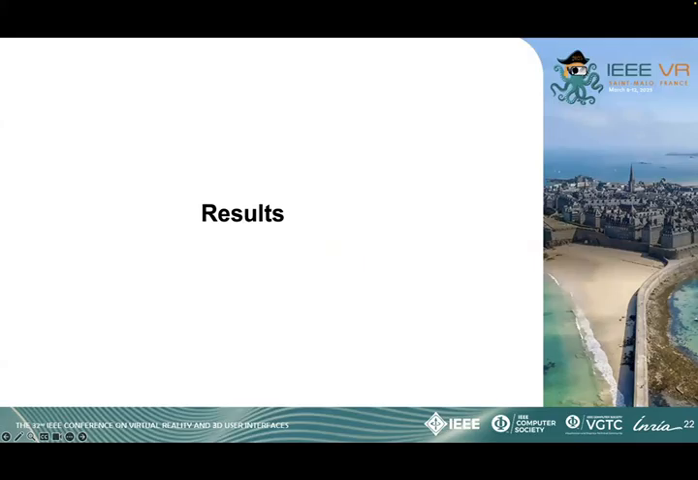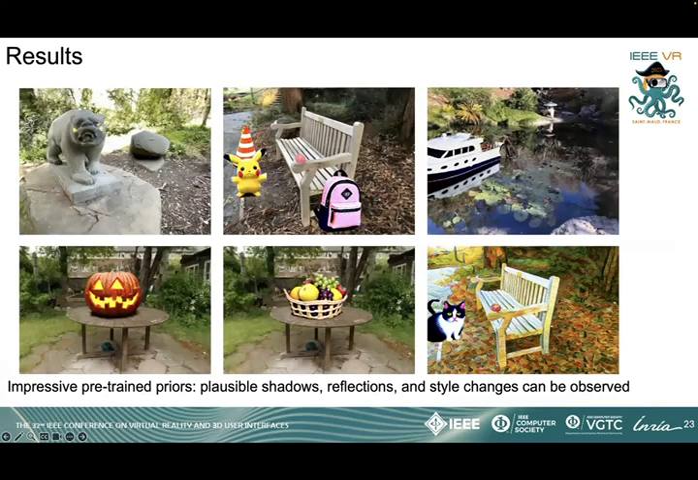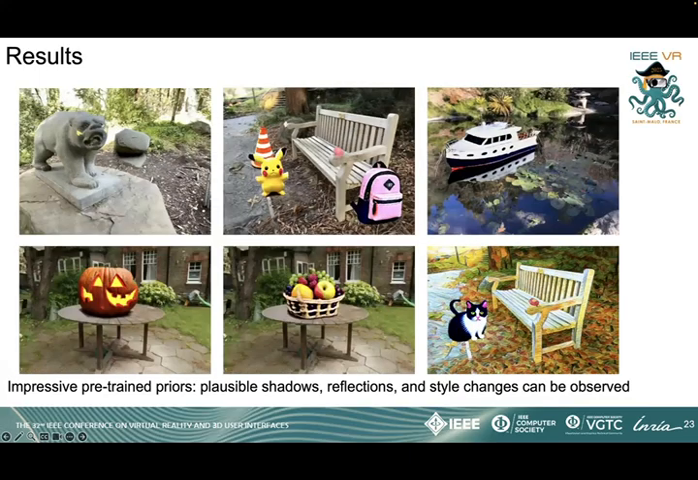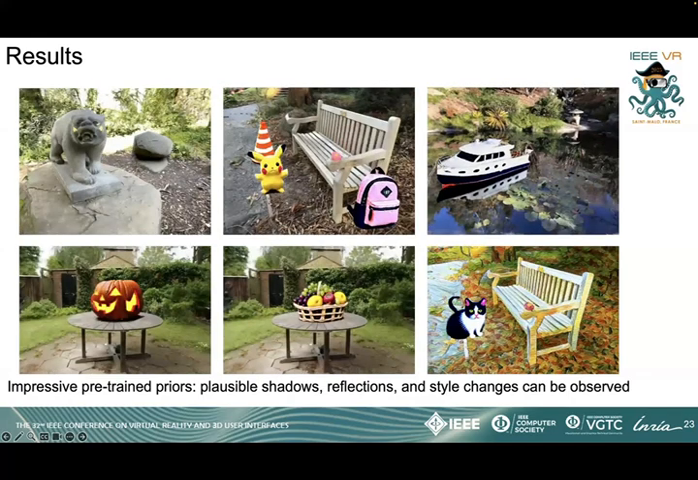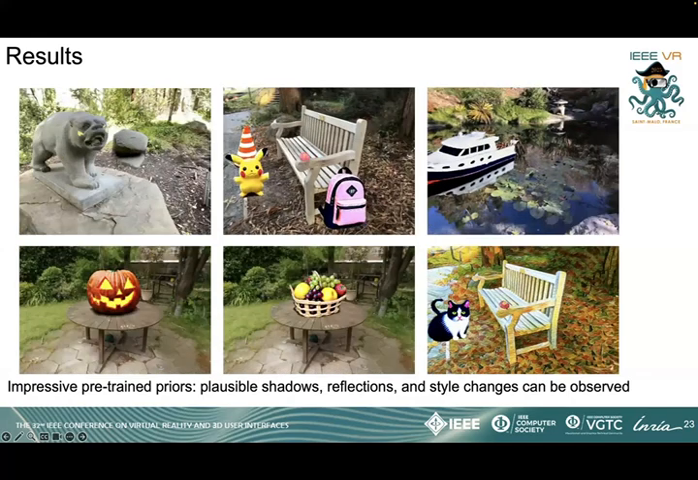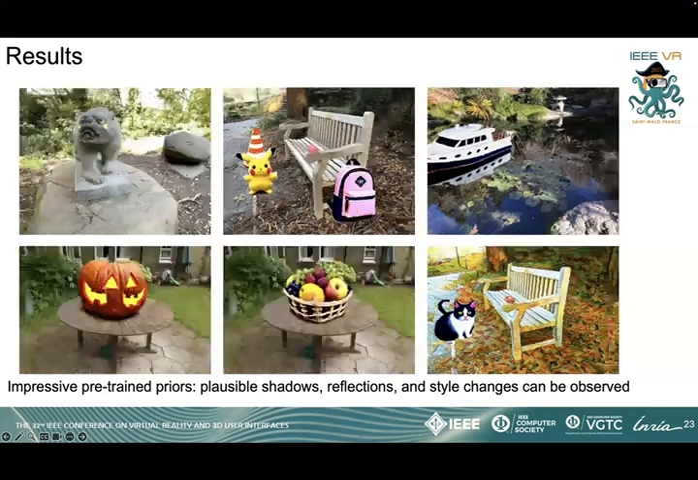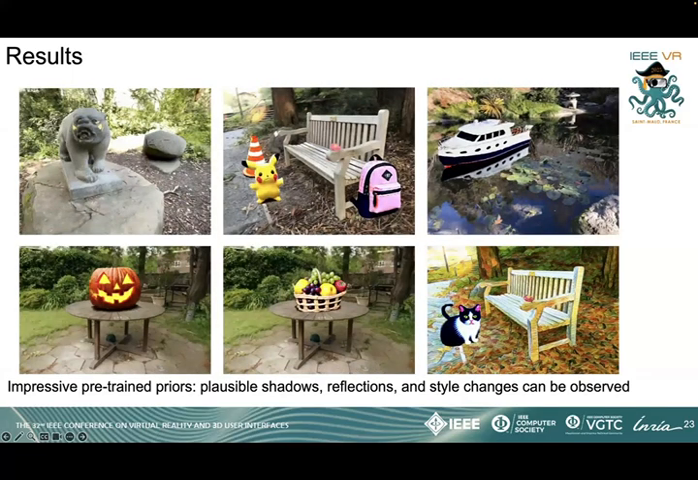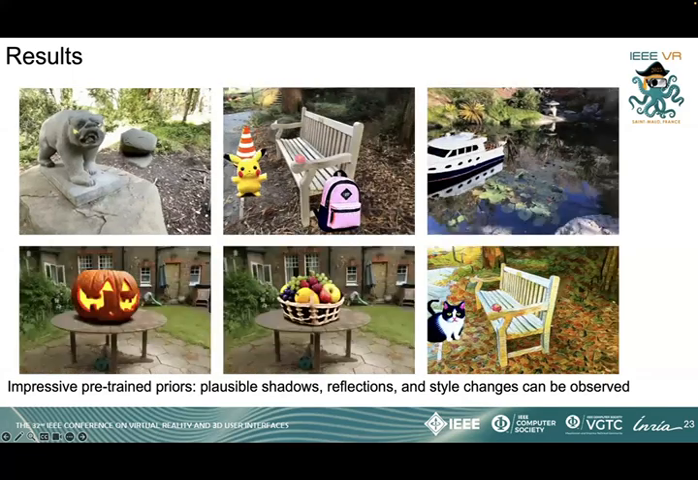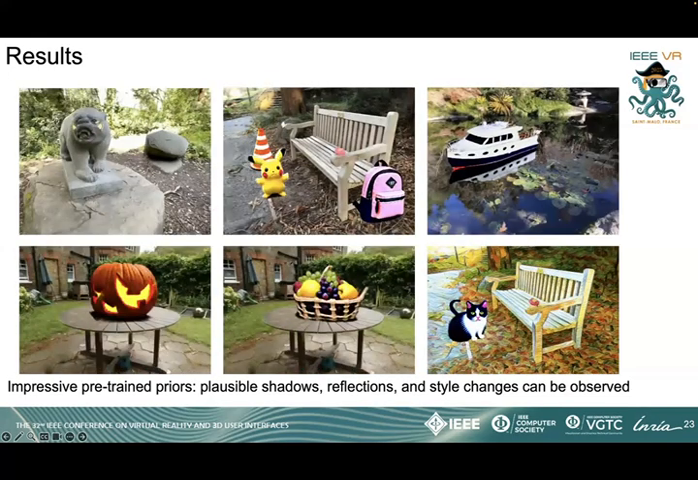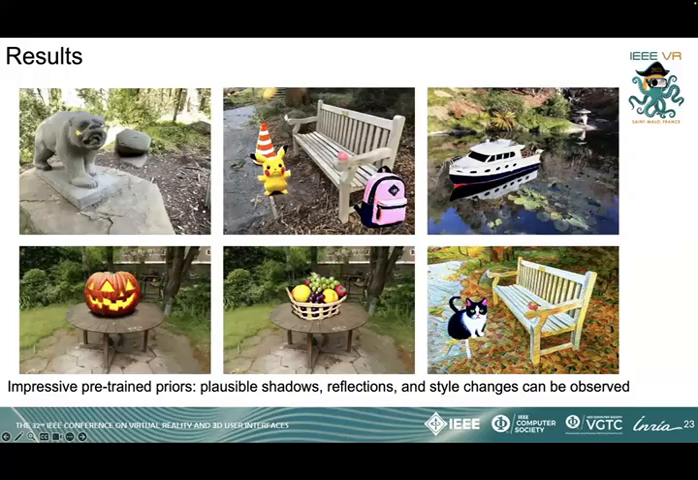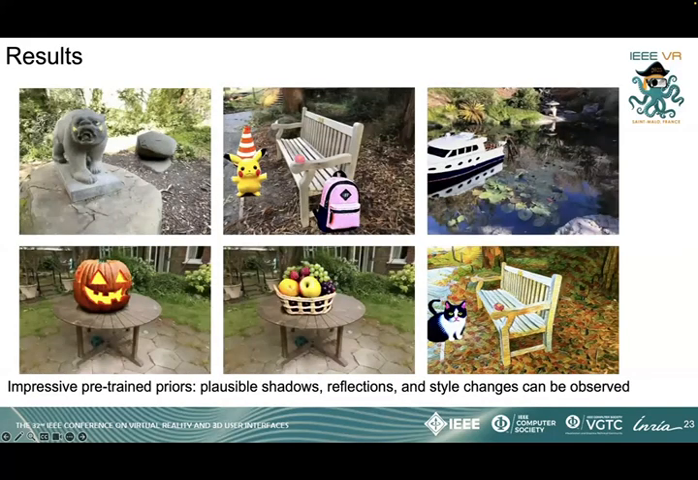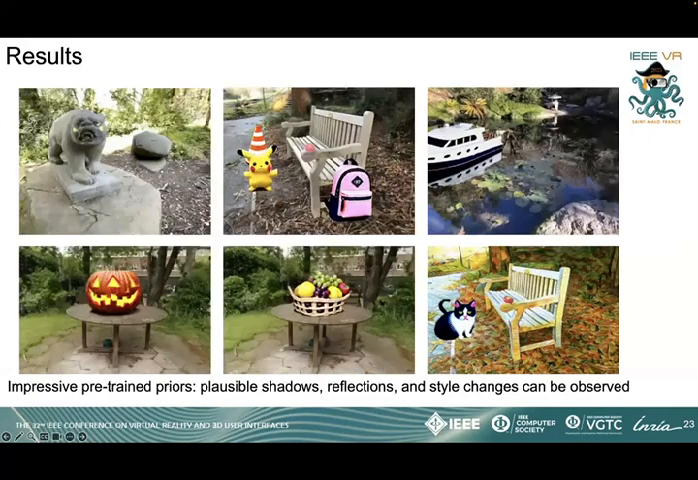At last, I will show some results. There are some 3D scenes with generated objects at user-specified locations. From these scenes, we can also observe some rendering-related effects, such as plausible shadows and reflections. Even though they are not physically correct, this phenomenon demonstrates the great potential of using diffusion priors learned from large amounts of data.